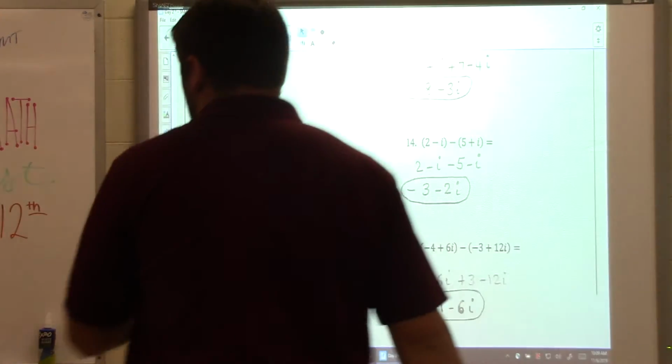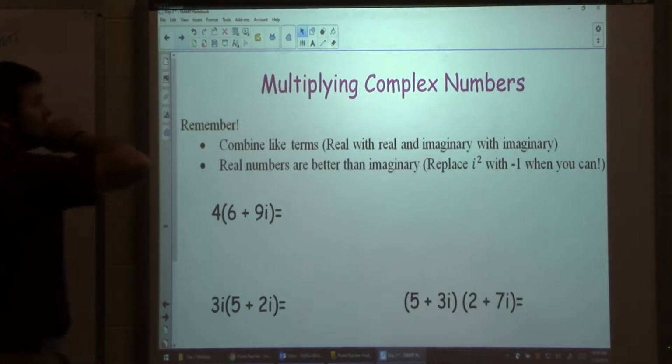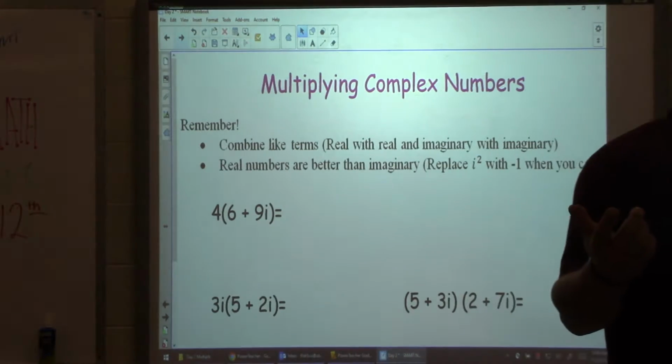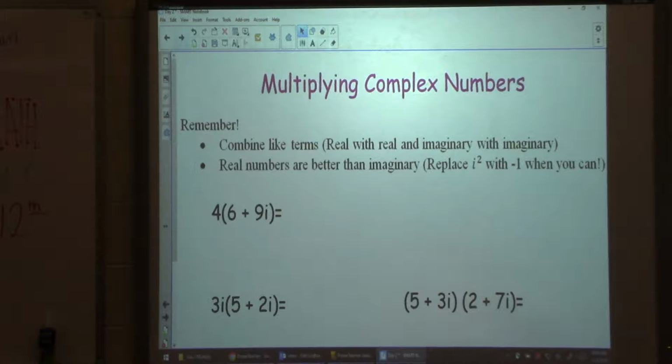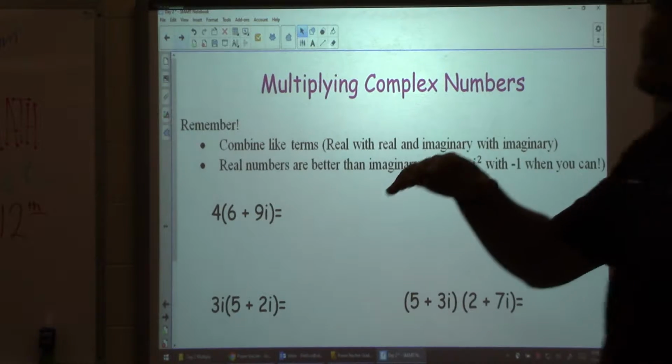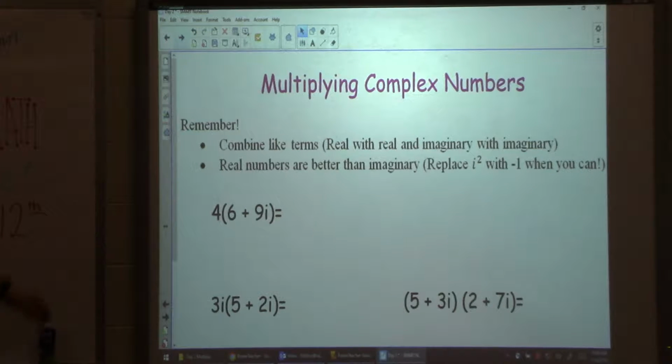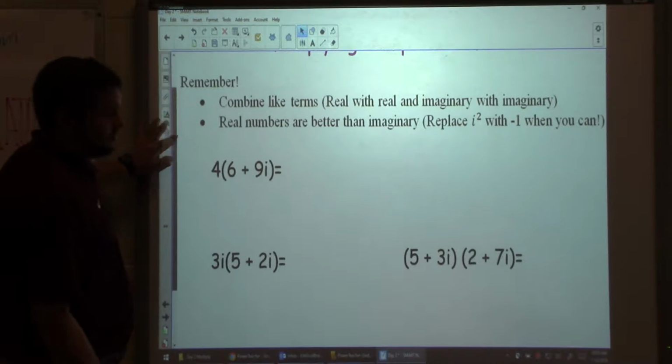Alright, then, we're talking about our notes for today. So yesterday we talked about adding and subtracting, right? We talked about how we add and subtract just the real parts together, just imaginary parts together. That is not the case for multiplying. With multiplying, we're going to do what we normally do.